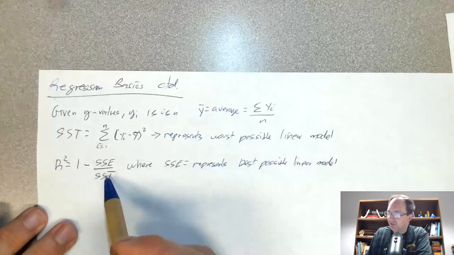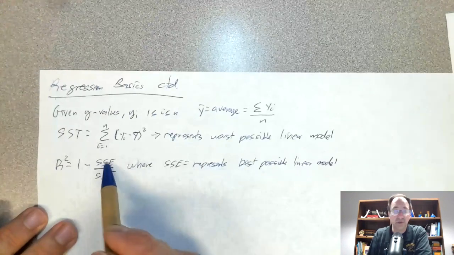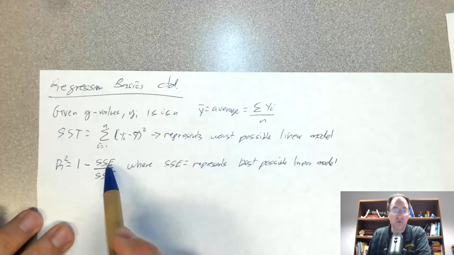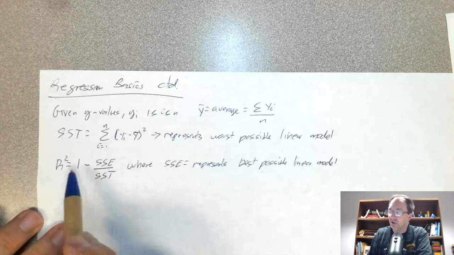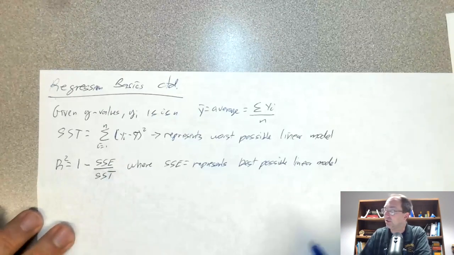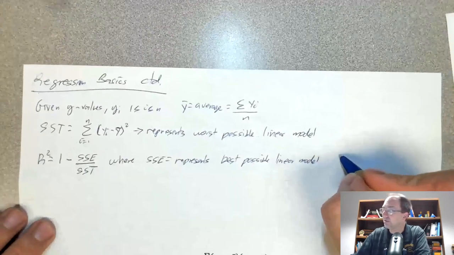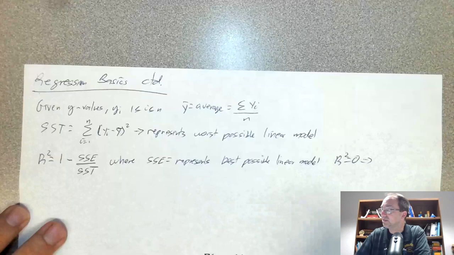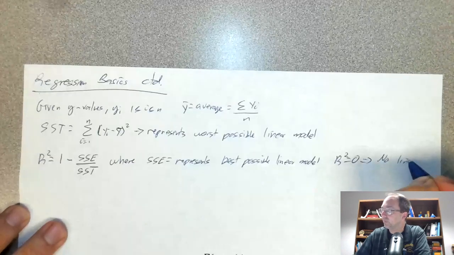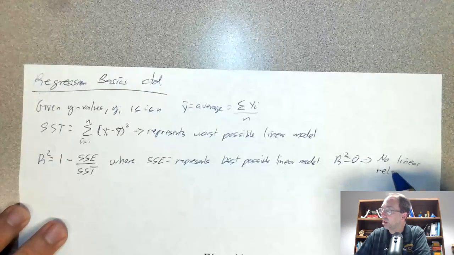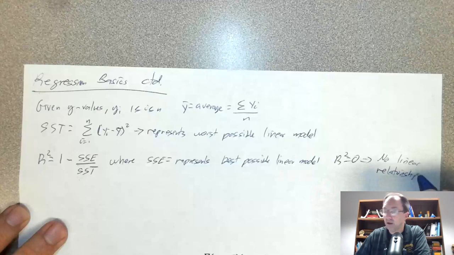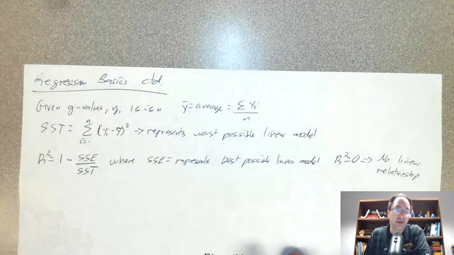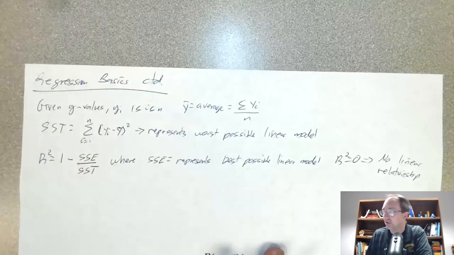And if you think about it, if your least squares model was no better than just taking the average, then this proportion would be 1, and R squared, 1 minus 1, would give you 0. So R squared of 0 is basically saying there is no linear relationship, because that would be saying that just taking the average y value was as good as any other option.